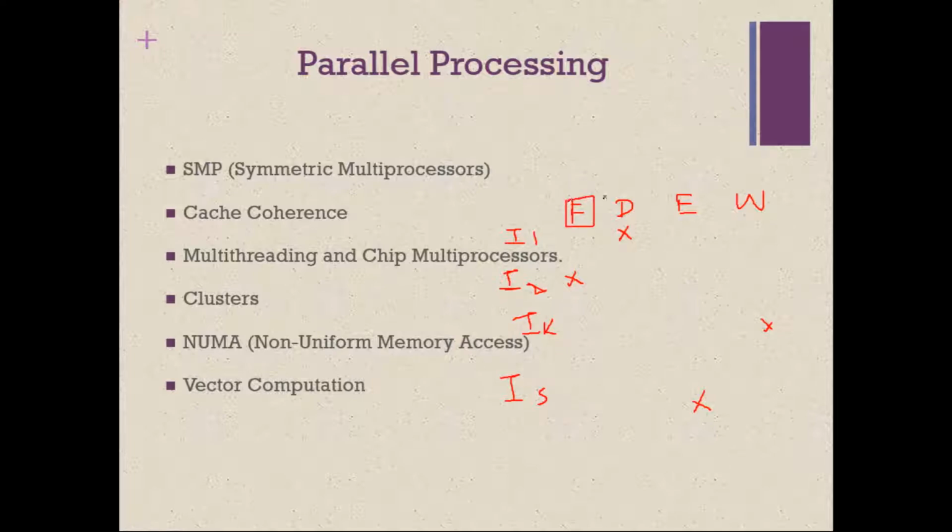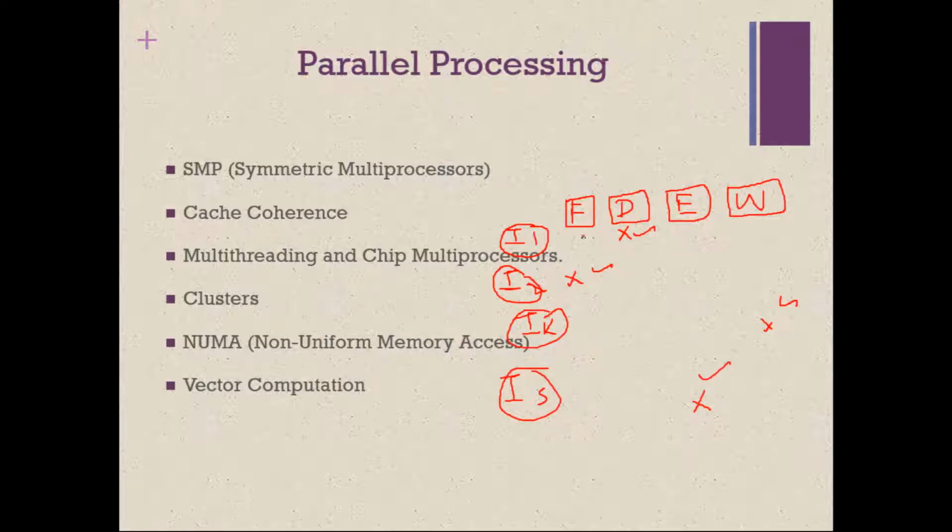Here we are assuming that the processor has only one fetch unit, one decode unit, one execute unit, and one write unit. It is as if you have only one resource of each different thing. So now we are telling that instruction I1, let it use the decode unit. Instruction I2, let it use the fetch unit. Instruction Ik, let it use the write unit. Instruction Is, let it use the execution unit.